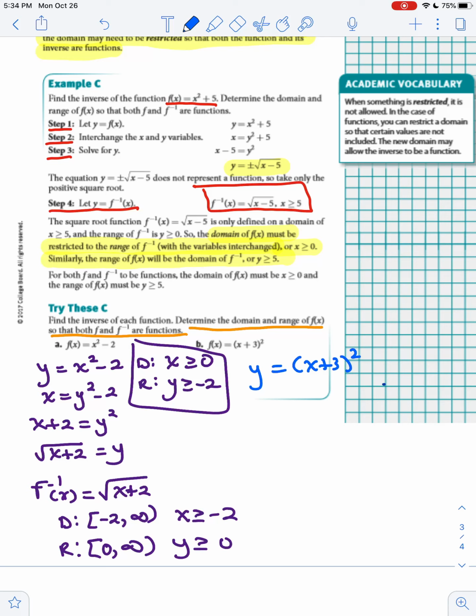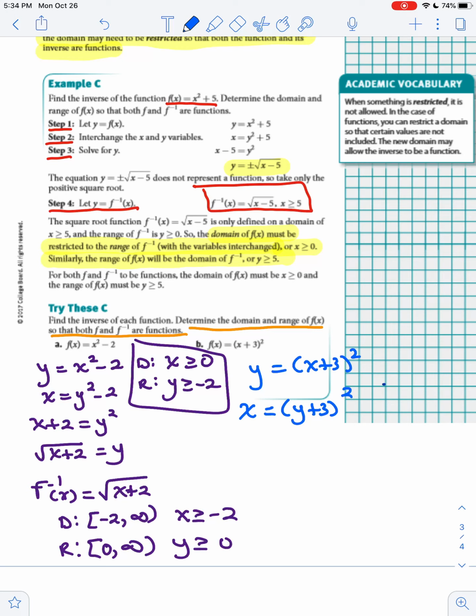Okay, so let's try it on another problem. On the next one, we have y equals x plus 3 quantity squared. Right now, there's no domain restrictions. However, we want to know what restrictions to place on the domain so that the inverse is also a function, because the inverse will have restrictions.